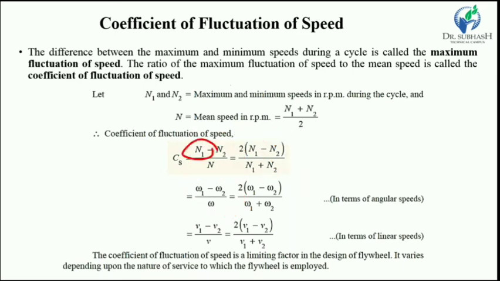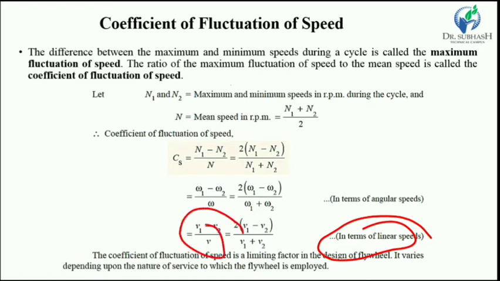So instead of n we can write (omega 1 minus omega 2) upon omega, and similarly the mean angular speed is equal to (omega 1 plus omega 2) by 2, and 2 goes to the numerator. And similarly we can also write the equation in the form of linear velocity: (v1 minus v2) upon v, and similarly 2 into (v1 minus v2) upon (v1 plus v2).